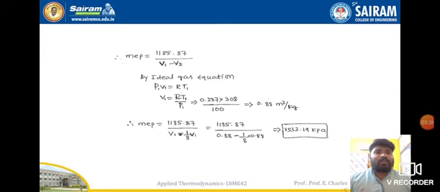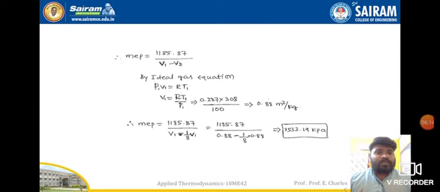So first one, we know that mean effective pressure is equal to work done divided by V1 minus V2. We know the ideal gas equation P1 V1 is equal to MRT1, but here M is taken as 1 kg. Nothing is given in the problem, so we assume it as 1 kg, so every value will be in terms of per kg. So P1 V1 is equal to RT1, V1 is equal to RT1 by P1. If you substitute all the values, we will get 0.88 meter cube per kg.